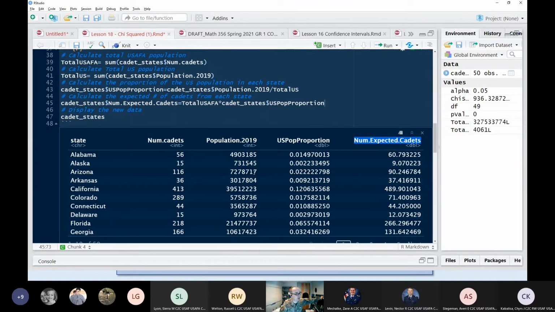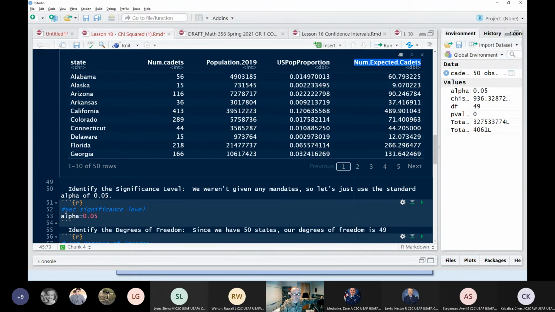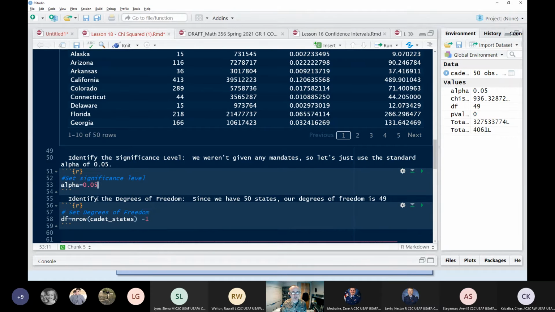Okay, so now we're going to finish off our prepare step. Just like Nestor said, I need to identify my significance level. And just like he said, we weren't given any mandates. It didn't say what it had to be. So in the absence of the question telling me, I'm just going to use the standard alpha of 0.05. So I'm just going to set my alpha to 0.05. That is going to be my standard that I have to be below before I decide to reject the null hypothesis.